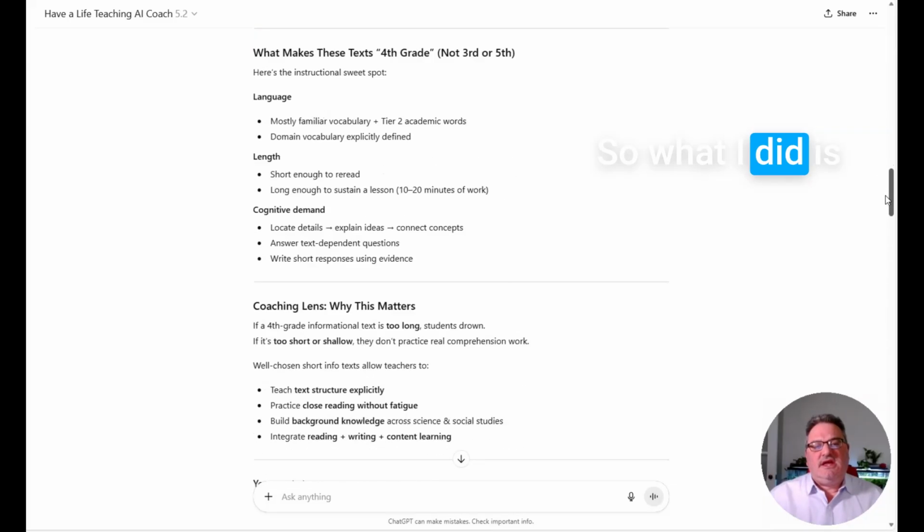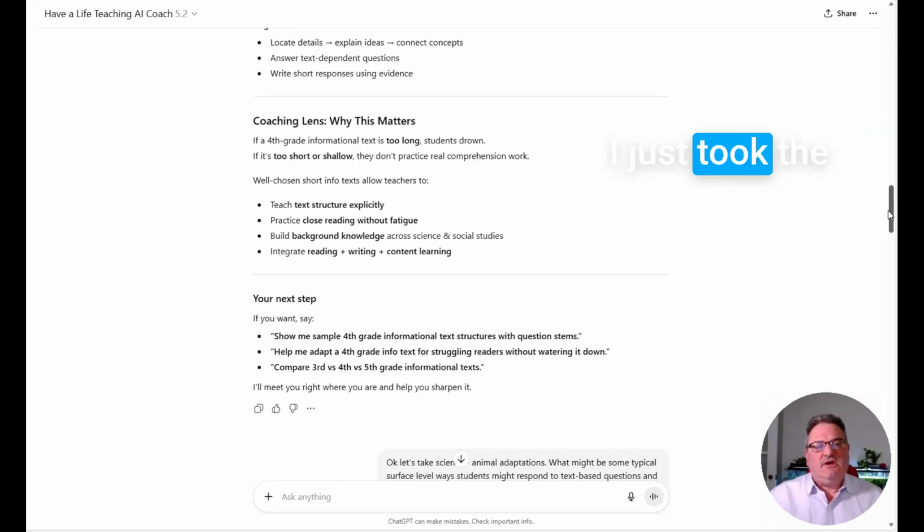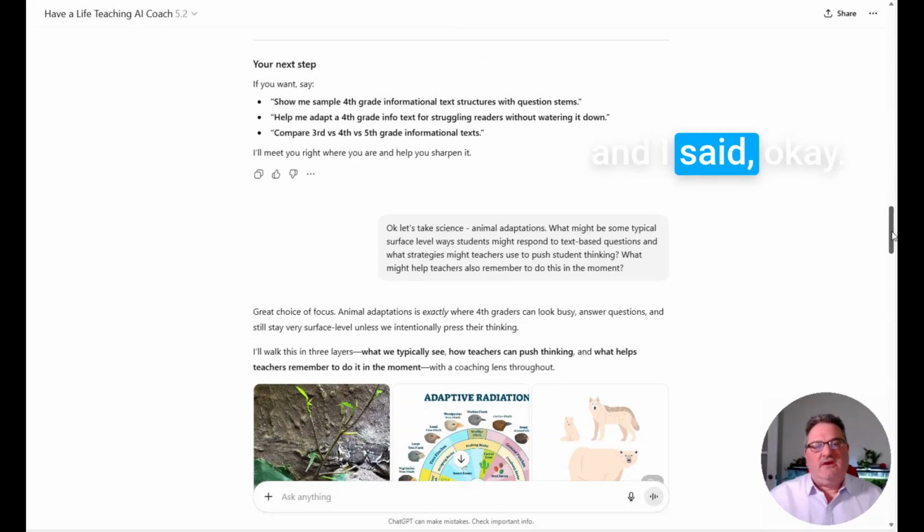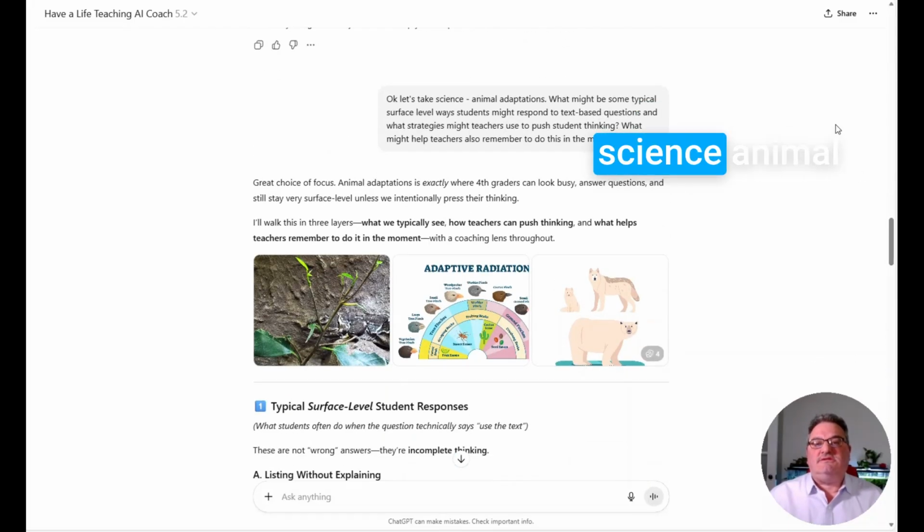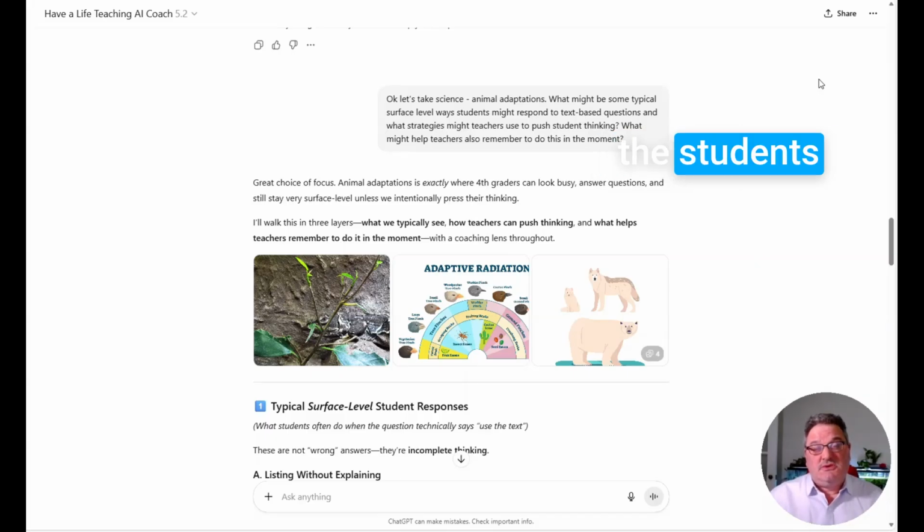So what I did is I just took the science one and I said, okay, let's take science animal adaptations. What might be some typical surface level ways students might respond to these texts or text-based questions? And then what strategies could teachers be using to push the students further in their thinking, and how to plan for this as teachers before the moment comes? Because again, in that moment, it's really hard to focus if we haven't given this issue some thought.